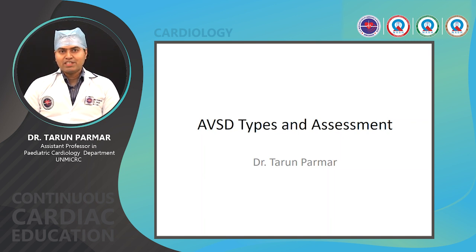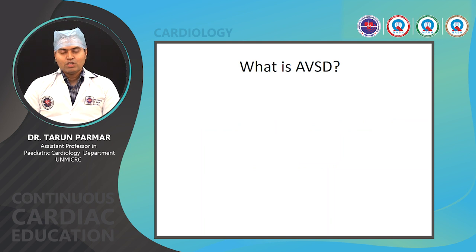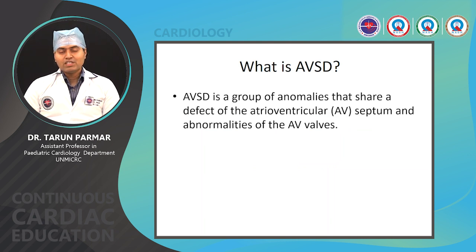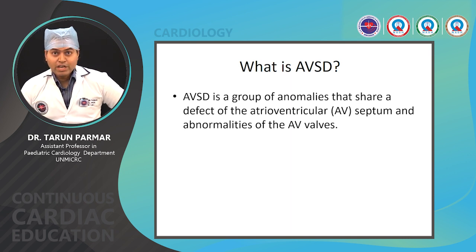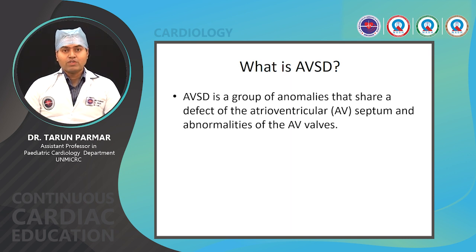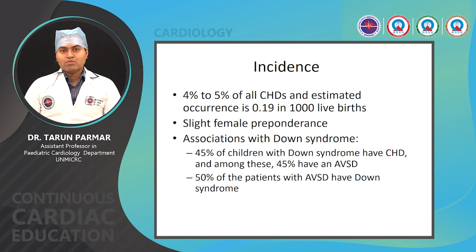Today's topic is AVSD types and assessment. So what is AVSD? AVSD is atrioventricular septal defect. It's a group of anomalies that share a defect of the atrioventricular septum and abnormalities of the AV valve. Similar terms are AVCD and endocardial cushion defect.